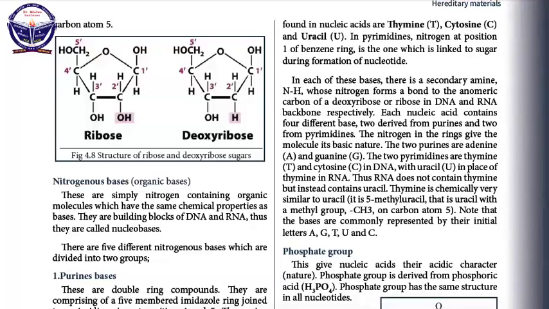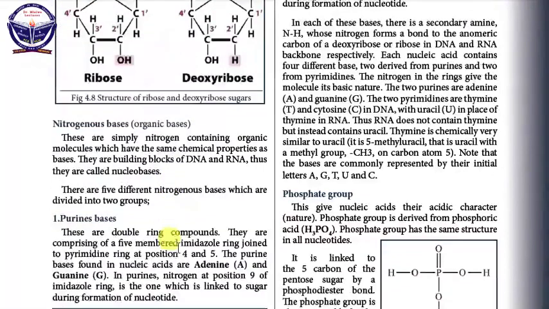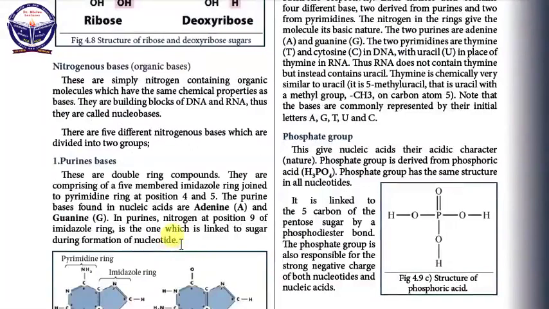Yeah, now let's move to the nitrogenous bases after discussing the pentose sugars. Nitrogenous bases are sometimes called the organic bases. These are simply nitrogen-containing organic molecules which have the same chemical properties as bases. So zinakuwa ni organic molecule ambazo zina nitrogen, na kwa sababu zina nitrogen zina chemical properties ambazo zinafanana na bases. That's why they are called organic bases au nitrogenous bases. They are building blocks of DNA and RNA. Thus, they are called the nucleic bases.